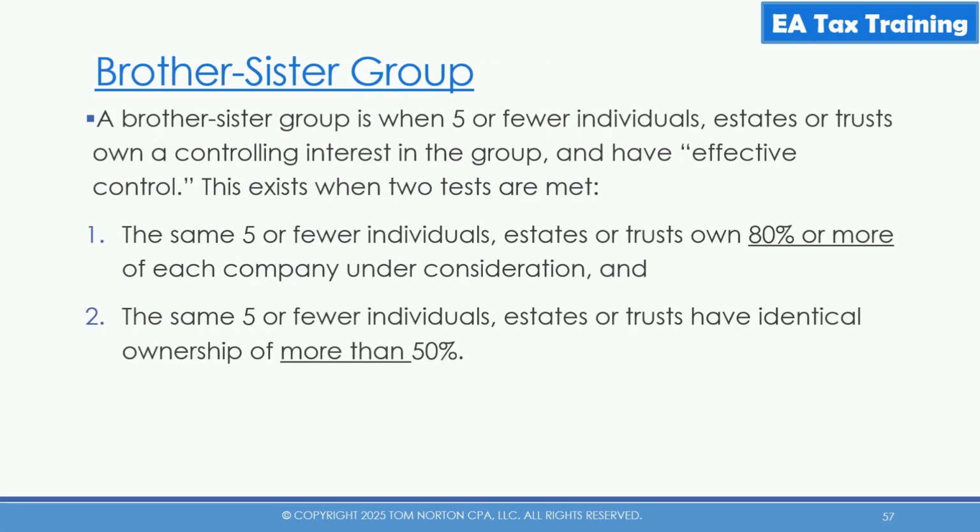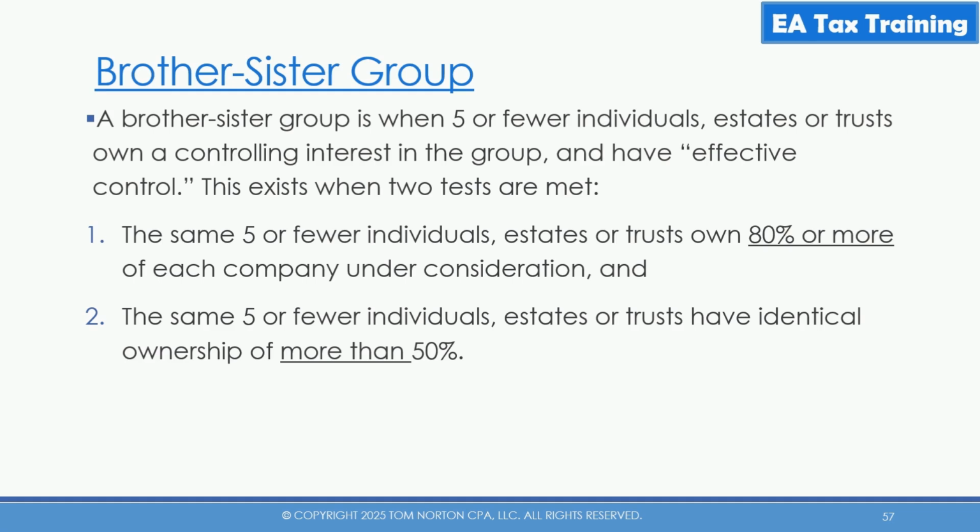Next is the brother-sister group. A brother-sister group is when 5 or fewer individuals, estates, or trusts own a controlling interest in the group and have effective control. This exists when these two tests are met, both of these tests. The same 5 or fewer individuals, estates, or trusts own 80% or more of each company under consideration, and the same 5 or fewer individuals, estates, or trusts have identical ownership in more than 50%. So you have to meet both tests.